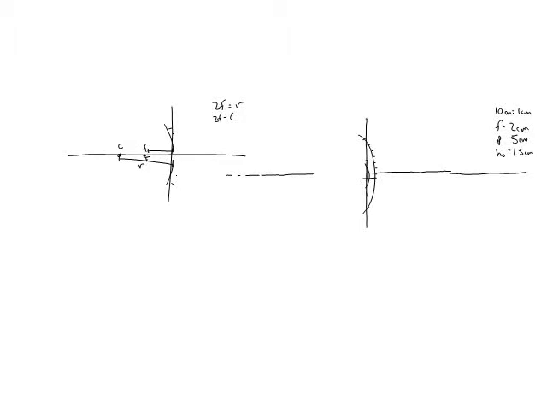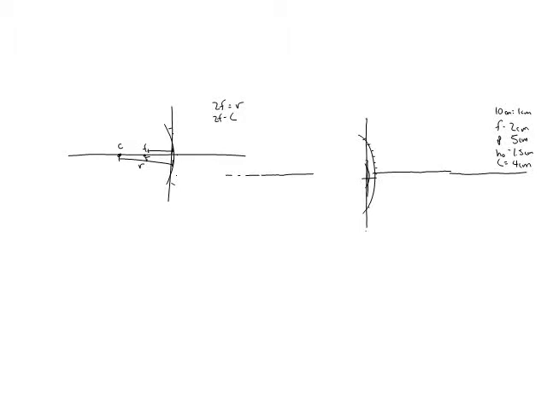Now, we've already got one little equation here that says 2F is equal to C. This is the first one you want to use. If 2F is equal to C, what's C? C is 4. So now we have everything that we need to start our ray diagram.